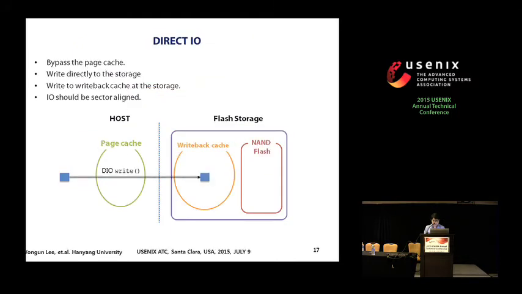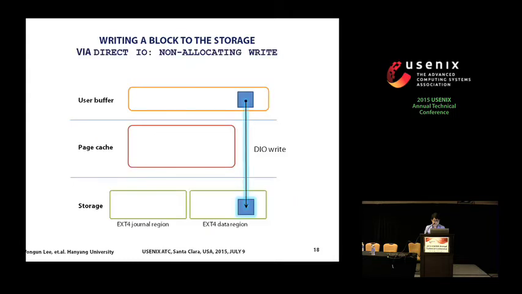In buffered I/O write, the page cache is involved. Direct I/O, on the other hand, transfers data from user space memory to storage. However, one important constraint is that a direct I/O operation fails when the I/O size is not sector aligned. The benefit of using direct I/O is observed when we use non-allocating write. Direct I/O does not accompany file system journaling.